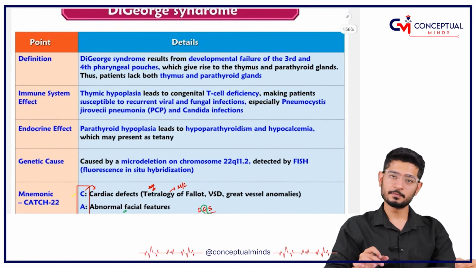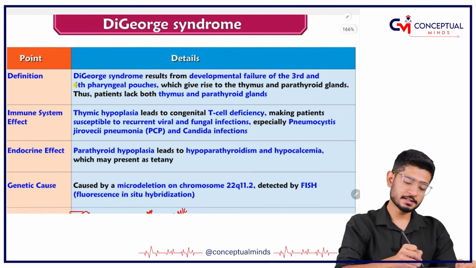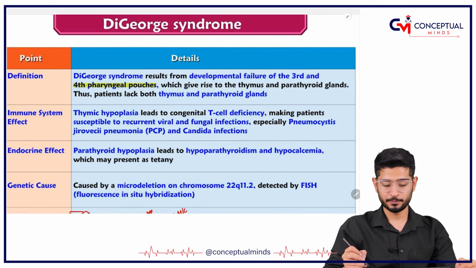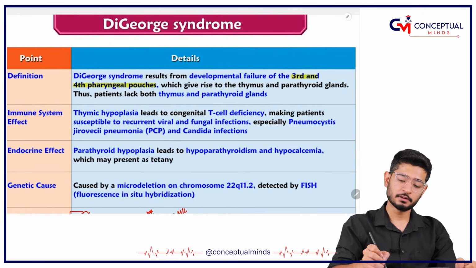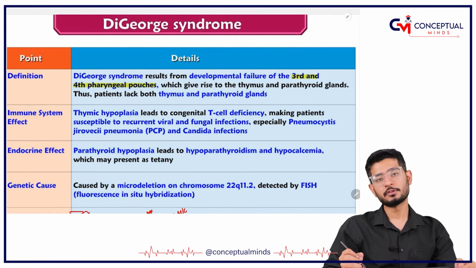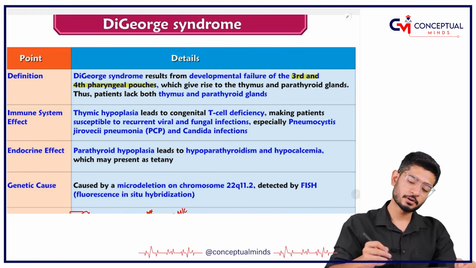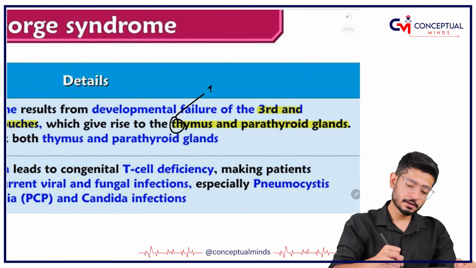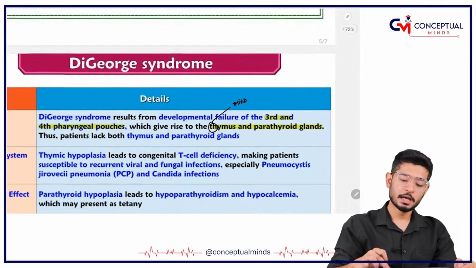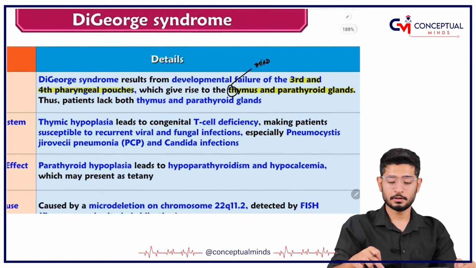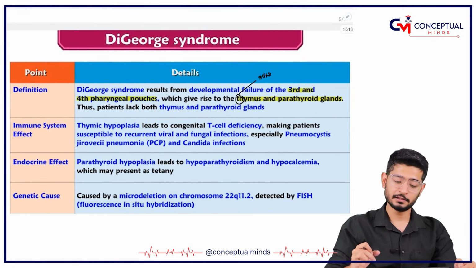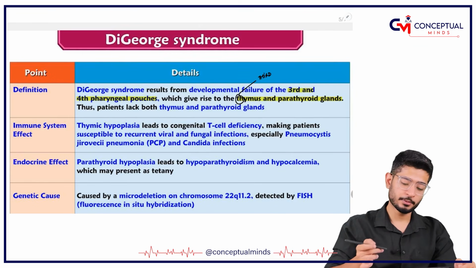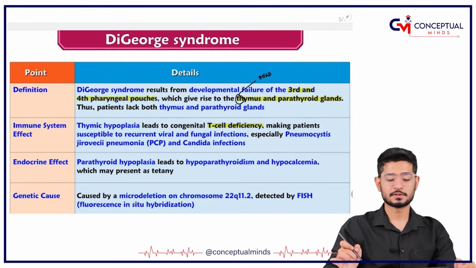So in DiGeorge syndrome, because of the 22q11 gene, what is the issue? The fourth pharyngeal pouch is not formed properly, and in fact the third pharyngeal pouch also. The third and fourth pharyngeal pouches are responsible for the formation of the thymus and parathyroid gland. The TH in thymus relates to the third pharyngeal pouch, and the third and fourth both are responsible for the parathyroid. So there is no thymus, there is no parathyroid, and because of thymic hypoplasia there is a T cell deficiency.